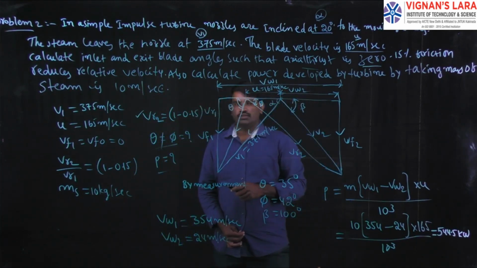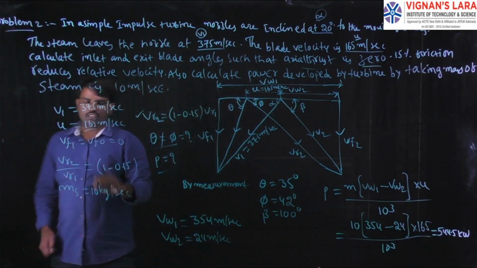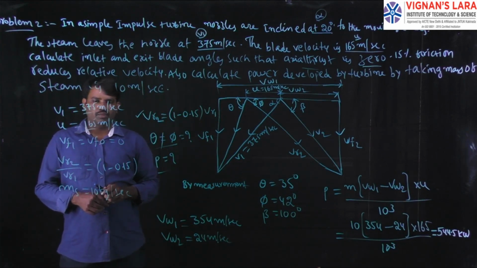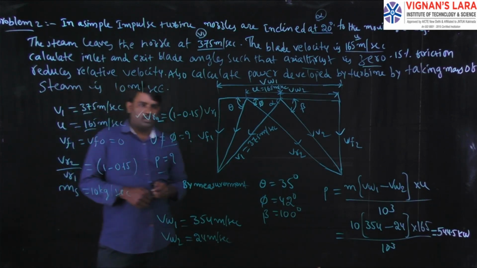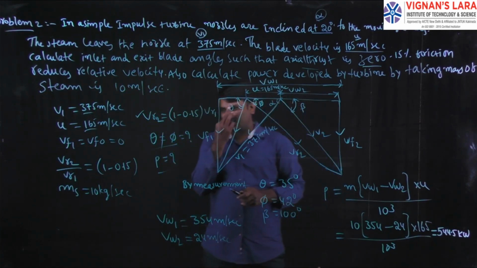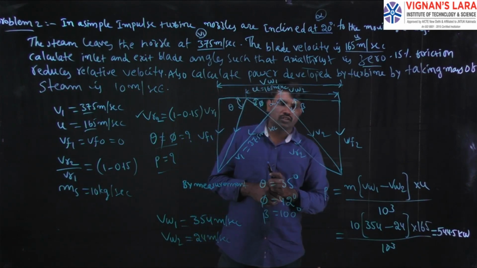We have some given data: the blade velocity is 165 meter per second, the nozzle exit velocity is 375 meter per second, and the mass flow rate of steam is 10 kilogram per second. Based on this data we have to complete the combined velocity triangle by taking a suitable scale.